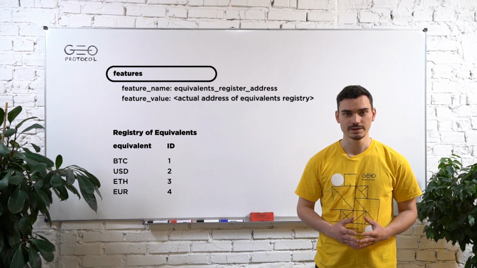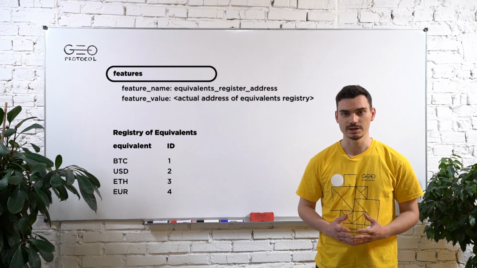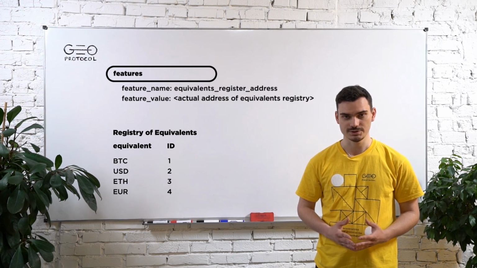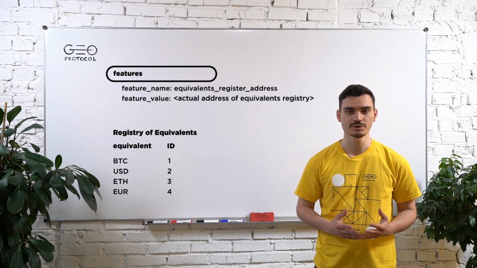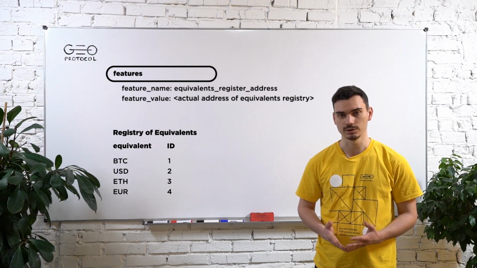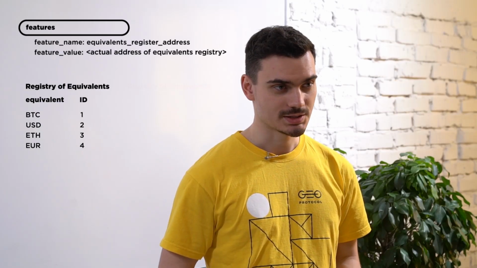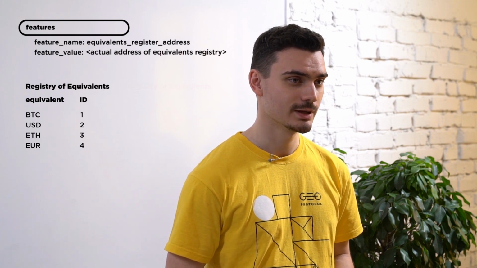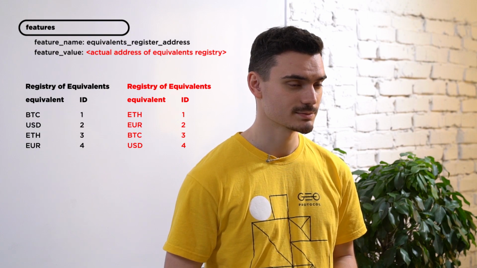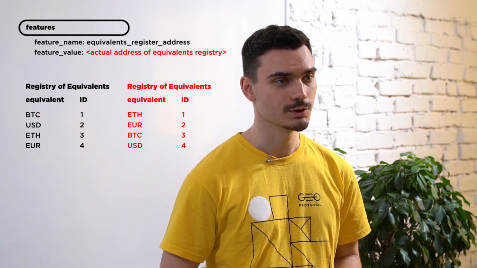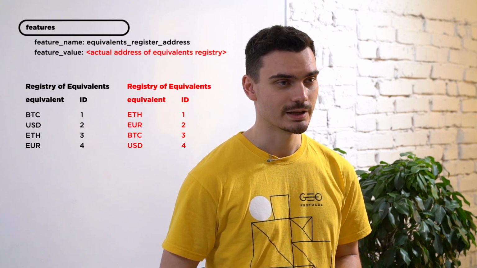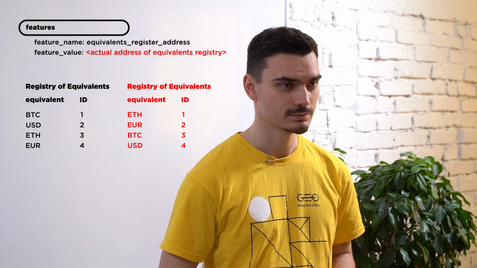All trust lines and transactions of all nodes in the network should use the same registry, so the node can be sure that given identifiers correspond to their appropriate equivalence. However, it is technically possible that a particular node, or a group of nodes, can use a different registry of equivalence, their own for instance. But GEO protocol forbids opening a trust line between two nodes if these two nodes have different registry of equivalence.